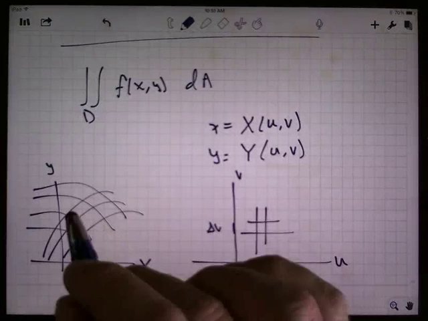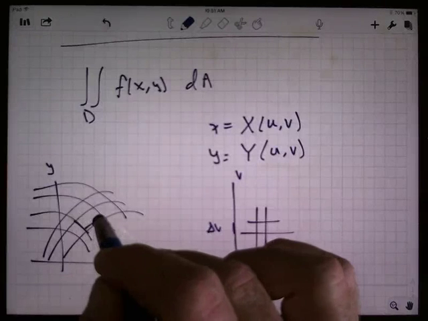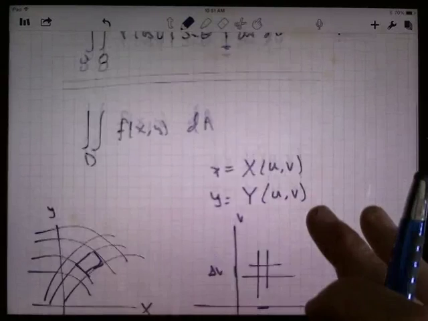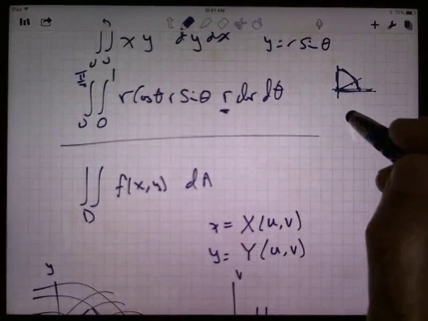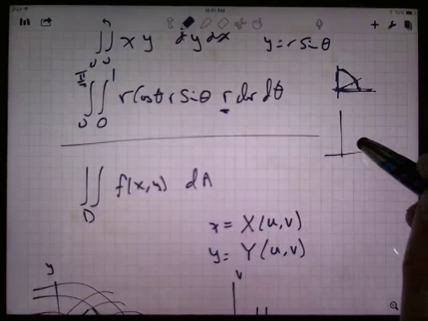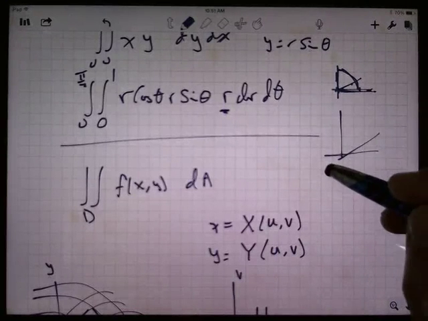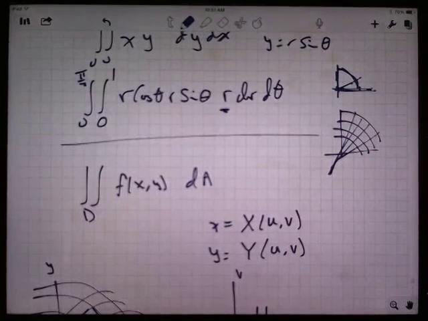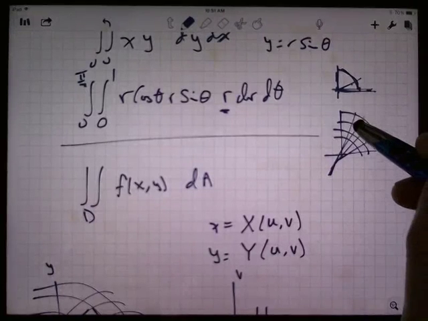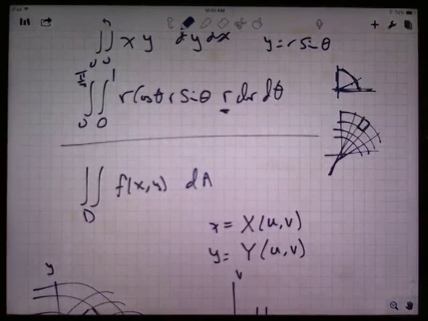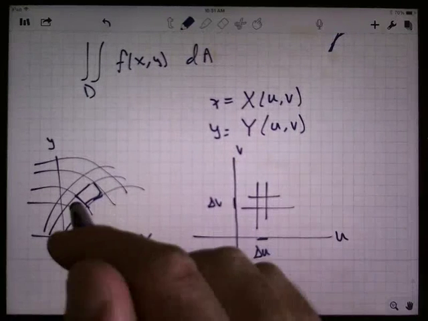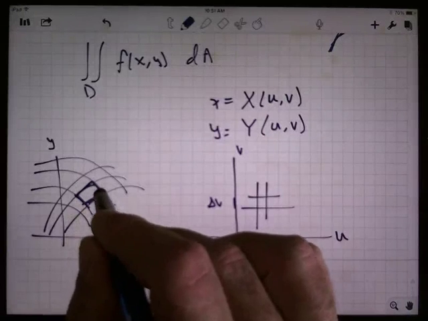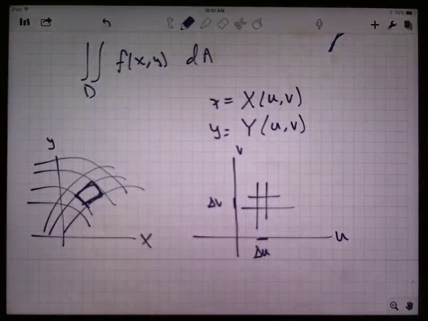And what we need to figure out is, what are the areas of these little pieces. When we did polar coordinates, those little pieces looked like wedges. When we were up here, theta equals a constant looked like lines going like this, and r equals a constant looked like circles going that way, and we found the little area element as one of those things. So in general, I'm trying to do that here. How do I figure out what that area is?